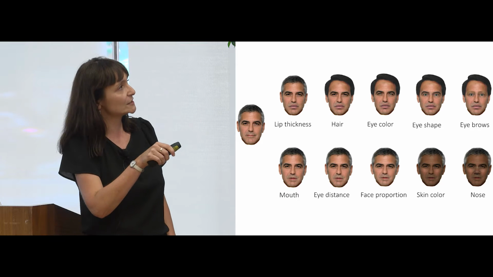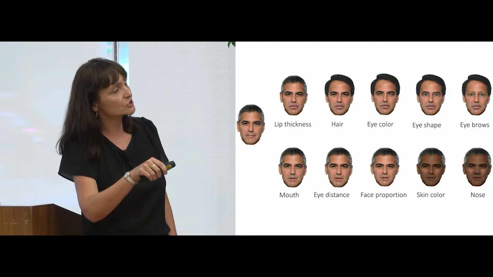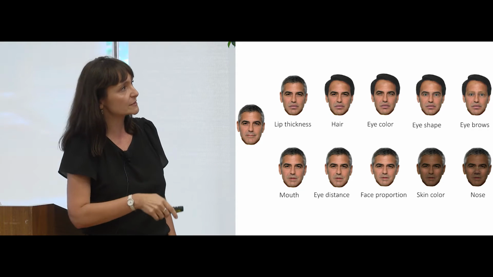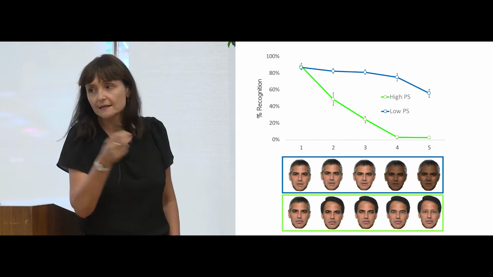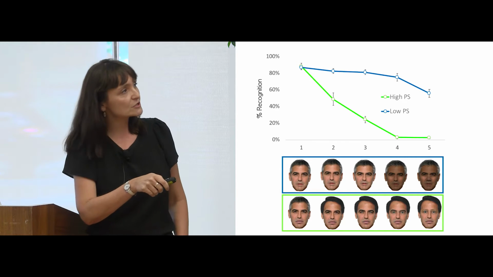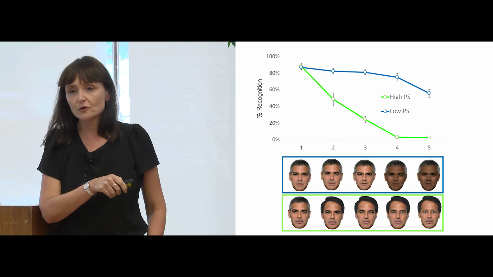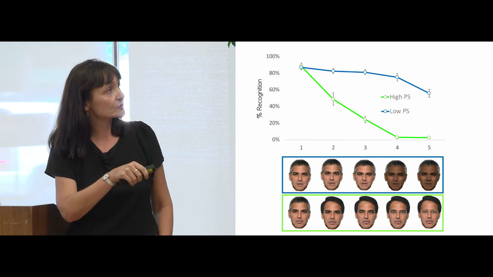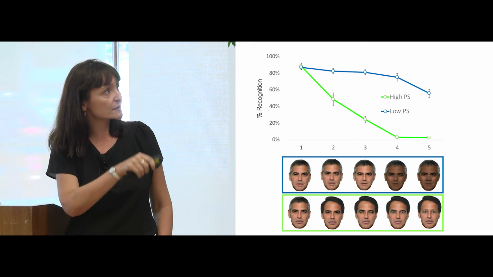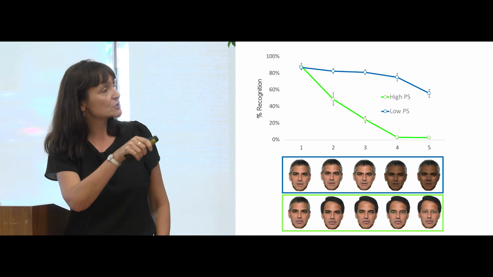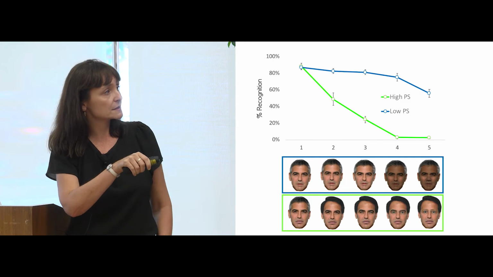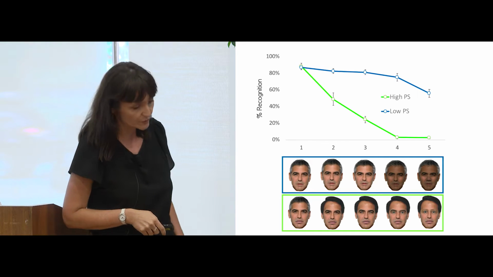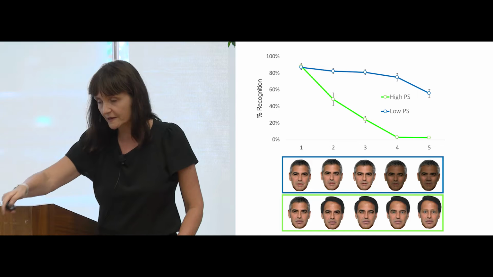So this is George Clooney, changing lip thickness, hair, eye color, eye shape, and eyebrows. And these are the low PS. I didn't show you the low PS feature task, but this is the data. So you see that, and this is exactly what we saw here. When we change 4 or 5 high PS features, nobody could recognize the familiar faces. When we changed 3 features, we could recognize only 20% of the faces. And you see this drops very strongly. Whereas when we change the low PS features, we can still recognize the faces even after 4 changes. So this suggests that we are also using these features to represent familiar faces in memory.